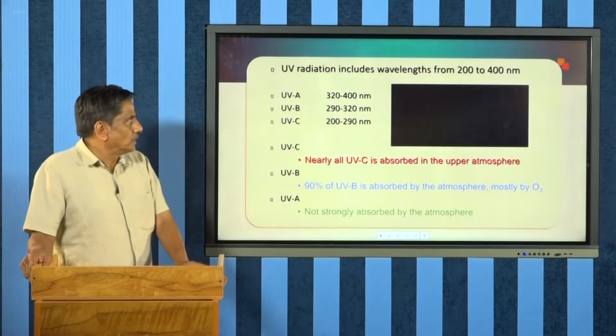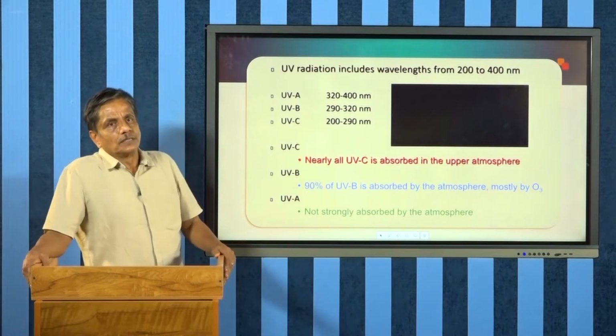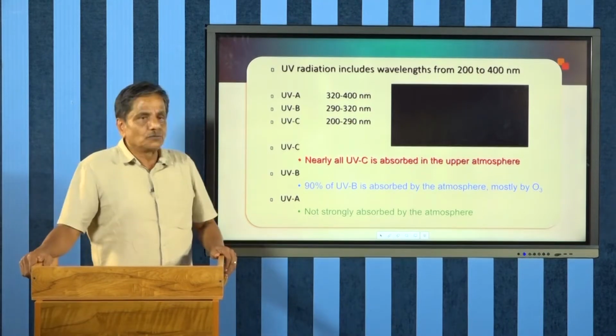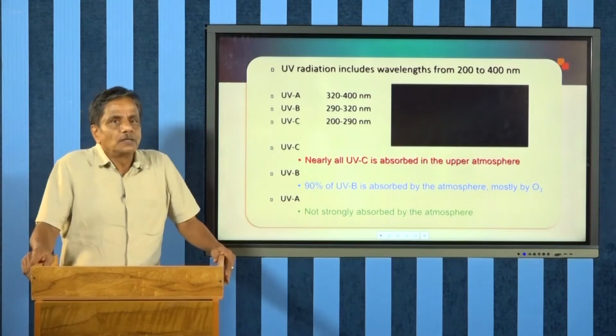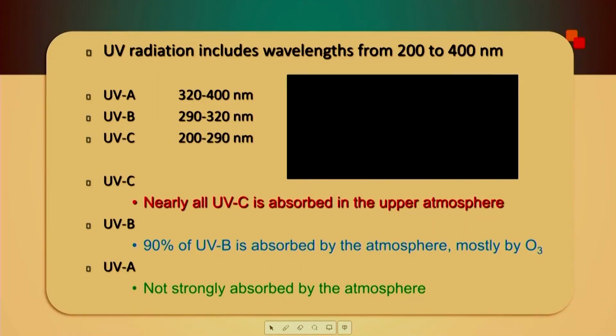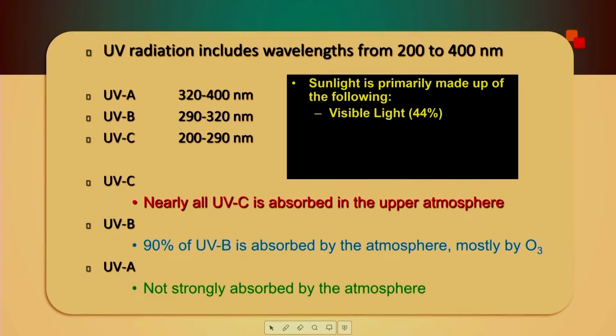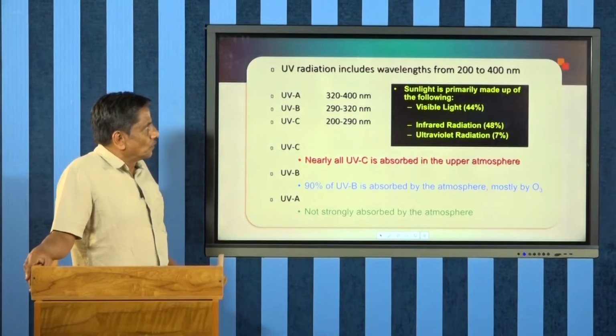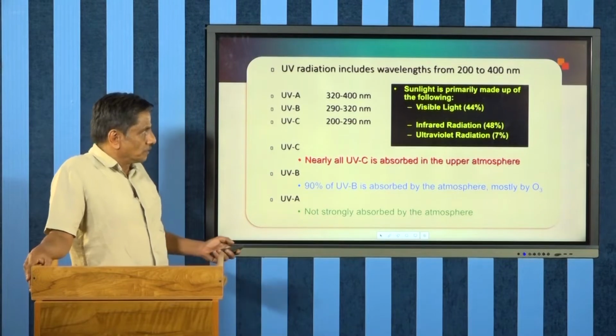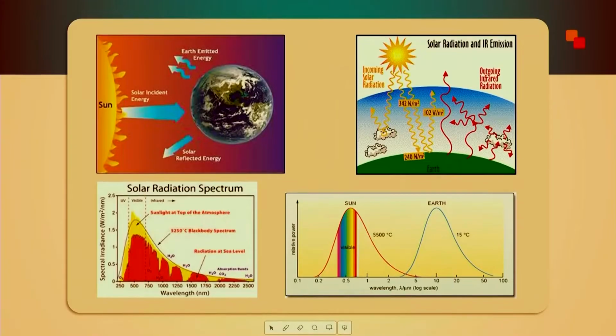Now, the ultraviolet radiation can be classified into three different parts: UVA, UVB and UVC. But UVC is much higher in energy than UVB, and of UVB only some part of the energy will be falling on the surface of the earth, while UVC is completely absorbed by the atmosphere. Now, we have visible light about 44%, infrared 48% and ultraviolet about 7%. Now, we can see that this is the actual situation.